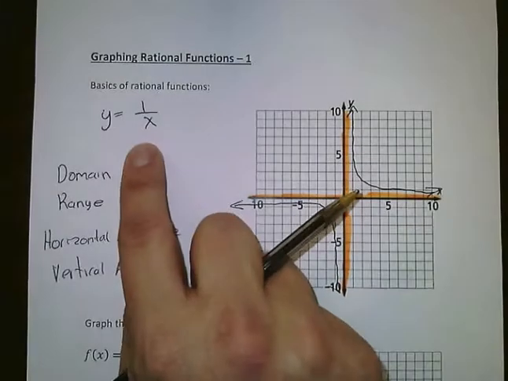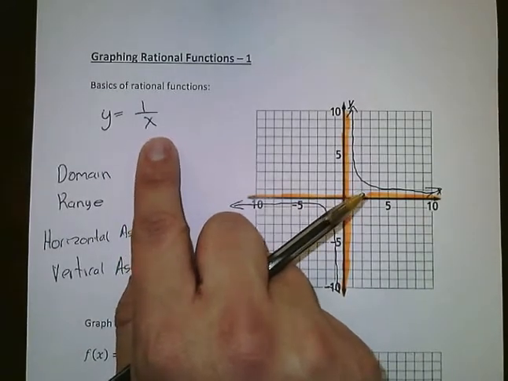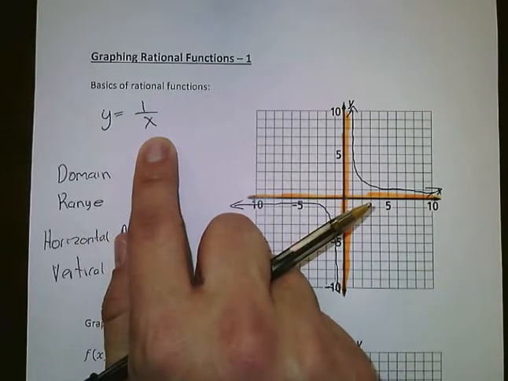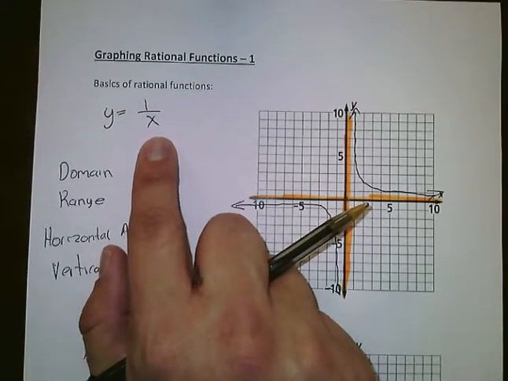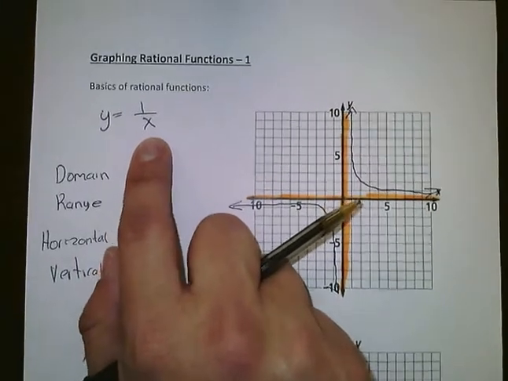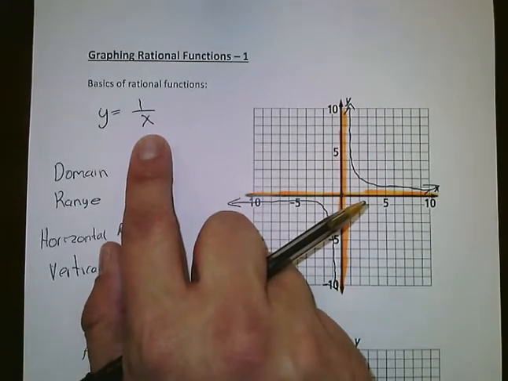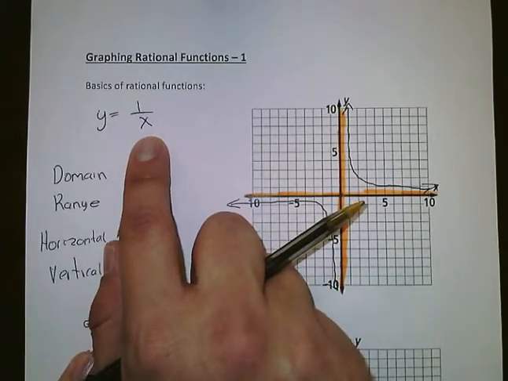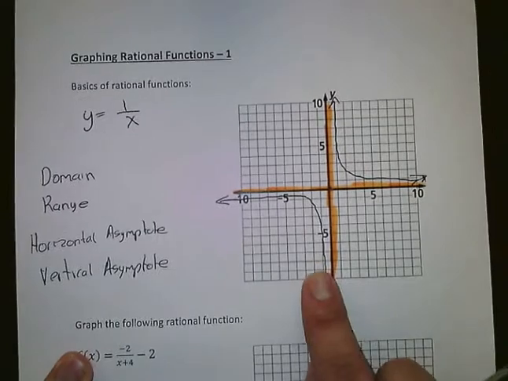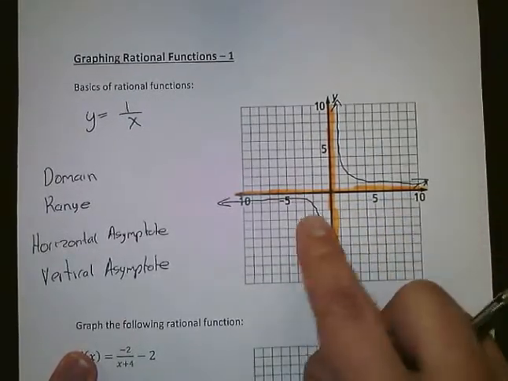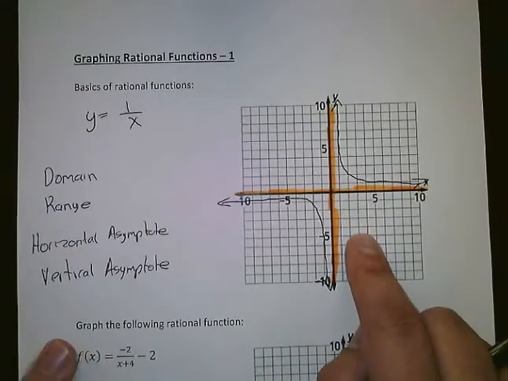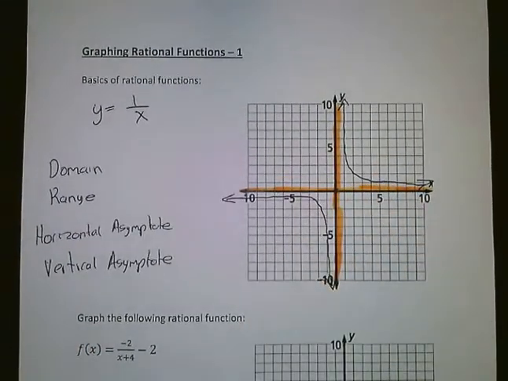So real quick on the basics, this is a basic rational function. When we're talking about rational functions, we're talking mostly just about fractions here. So we're graphing y equals 1 divided by x. This is the most basic as we can get as far as a rational function. If you plot it out, it's going to look like this, and this is a rough sketch by me. This isn't incredibly precise on every single point, but this is the graph that you get.